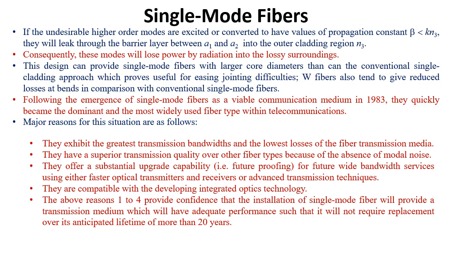This design can provide single mode fiber with a longer core diameter than the conventional single cladding approach, which proves useful for easing jointing difficulties. W fibers also tend to give reduced losses at bends in comparison to the conventional single mode fibers.